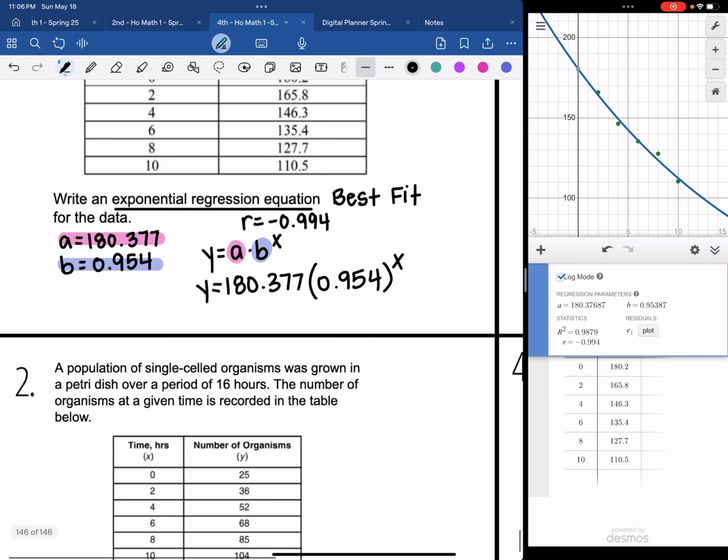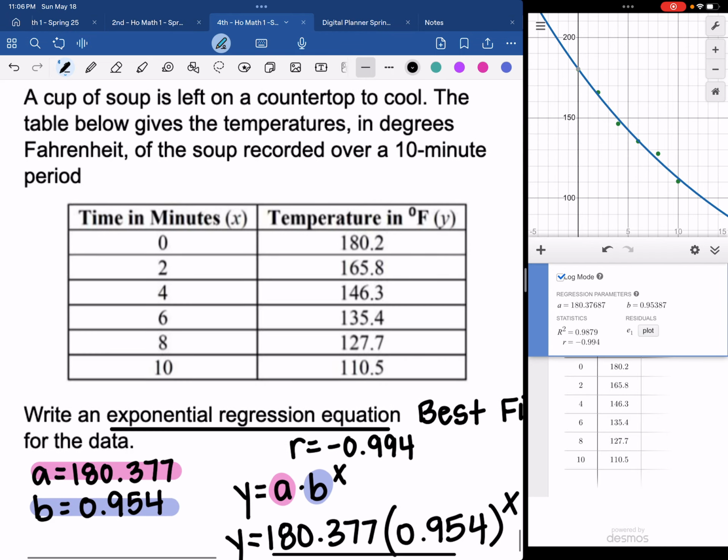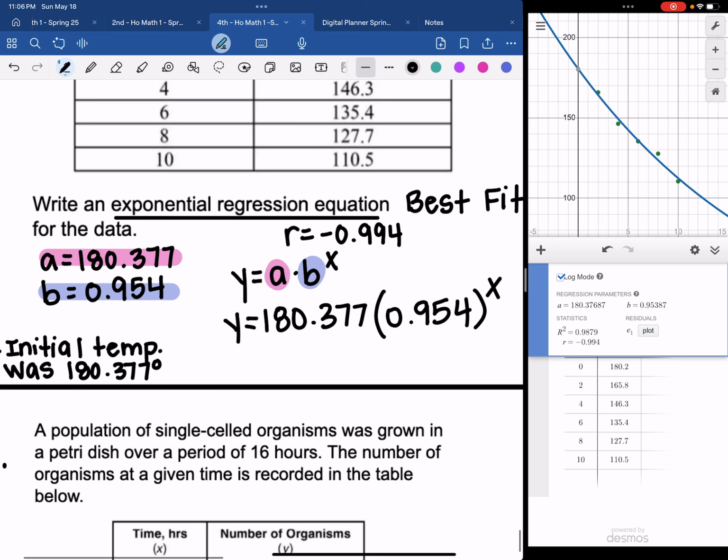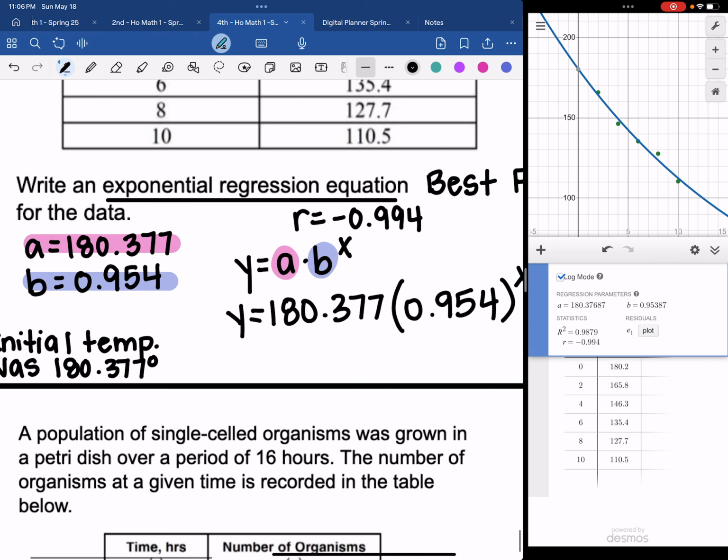Now, they may or may not potentially ask you the meaning behind these. So if you remember, the A value is the initial value. So if we're talking about the initial value, we're talking about the temperature. So the A value means that the initial temperature of the cup when it was set on the counter was 180 degrees. Okay, now the B value is my base.